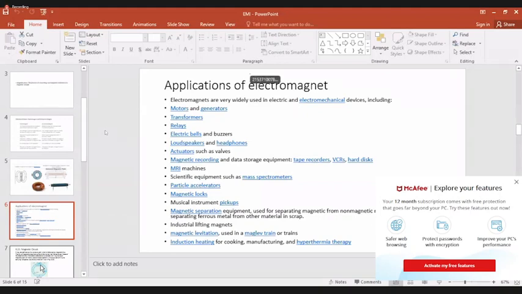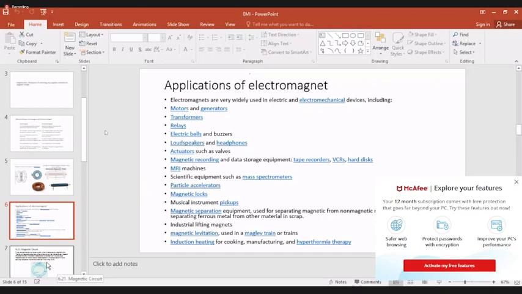magnetic levitation in the train, manufacturing, and hyperthermia therapy. These are the applications of the electromagnet. Okay.